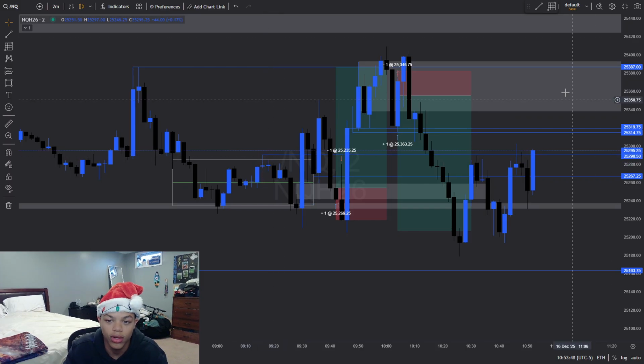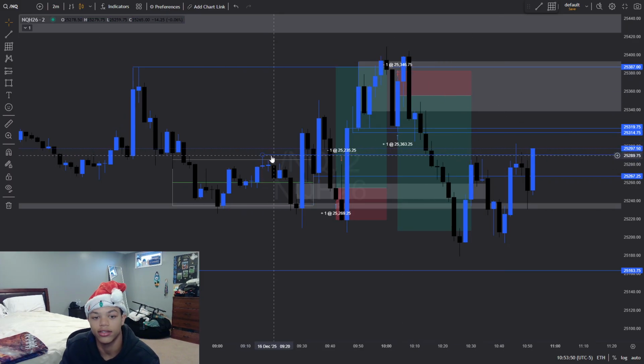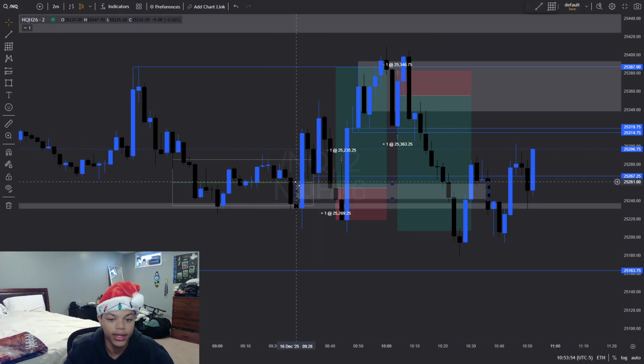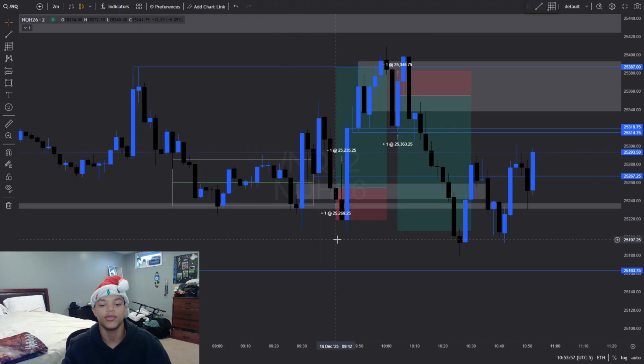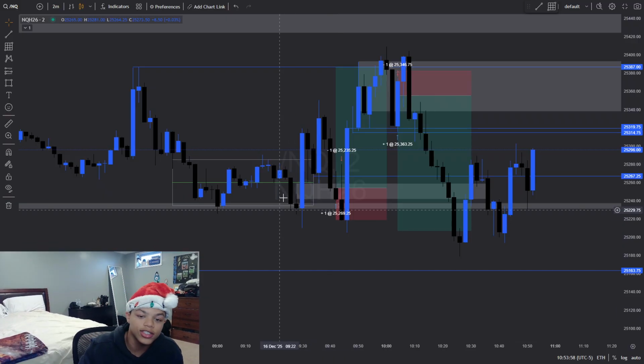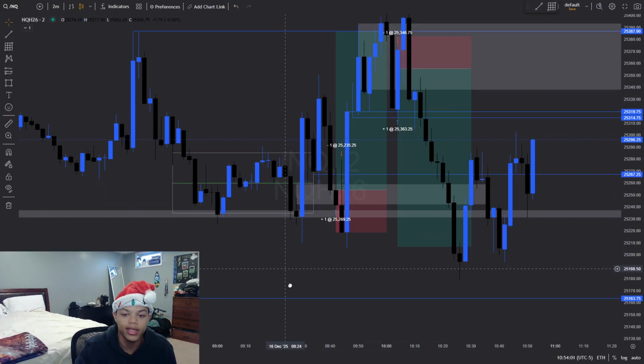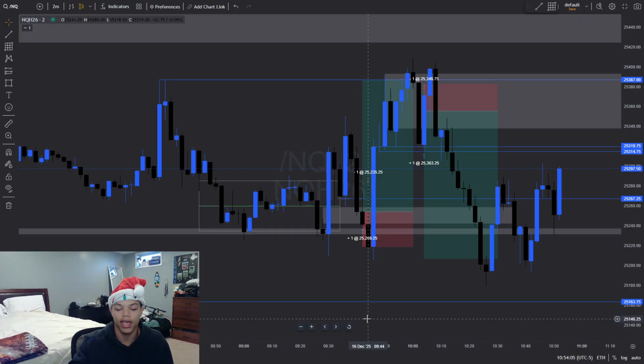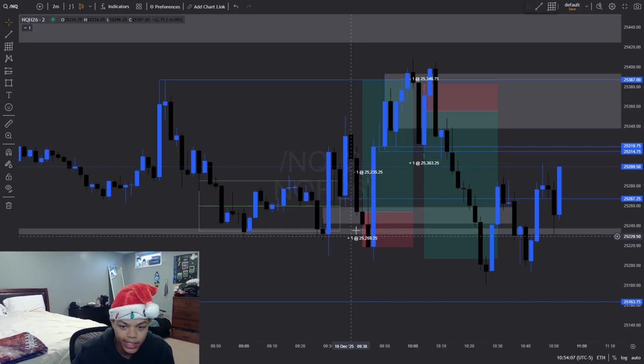Ignore all of this. So we went higher than this line, and then we came lower. Now where are we coming lower into? A continuation confluence. I seen this 2 minute fair value gap being formed, so immediately I'm looking for us to enter off of that. All right, so I entered off of that.